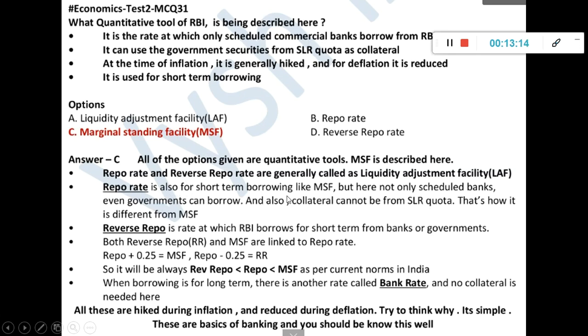Collateral means whenever you take money, like a bank is borrowing from RBI, suppose. So when a bank goes to RBI, they will not simply give the money. You have to keep some collateral. That time you can keep the government securities there.